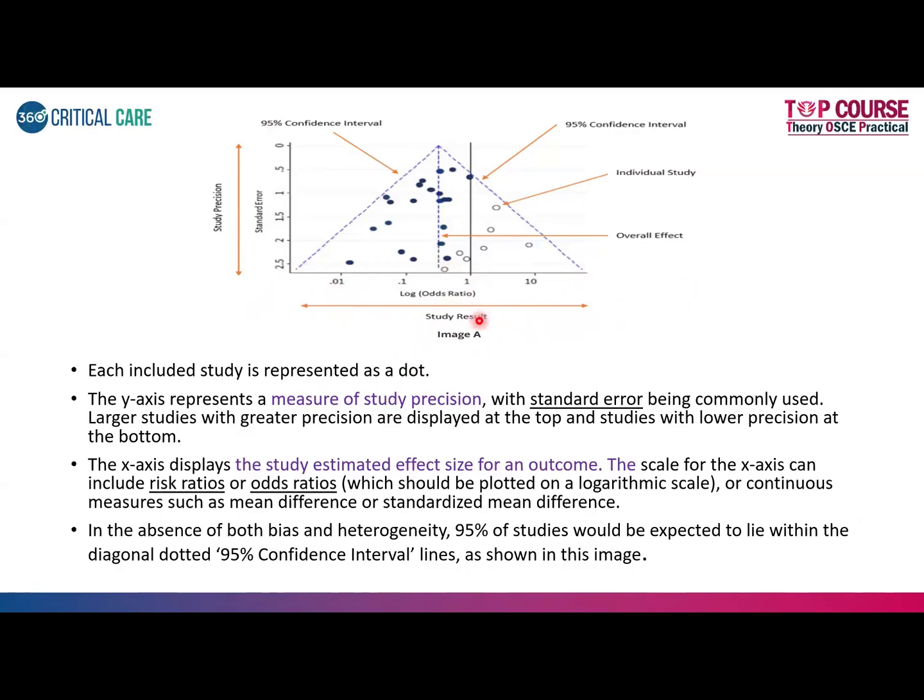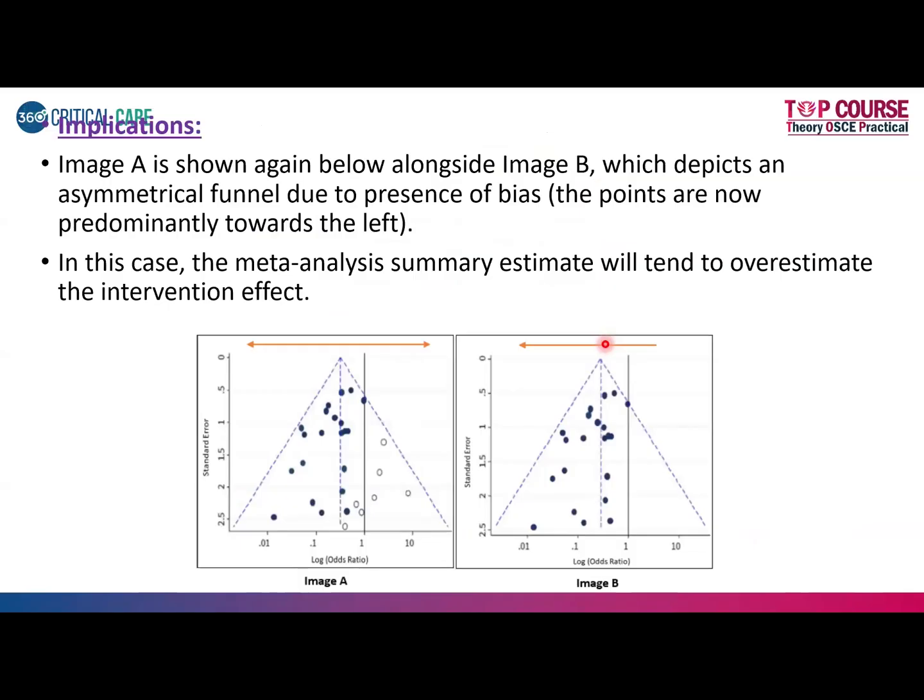Basically, it helps to identify biases and heterogeneity in the studies. If 95% of the studies are expected to lie within the diagonally dotted line, this is the 95% confidence interval.